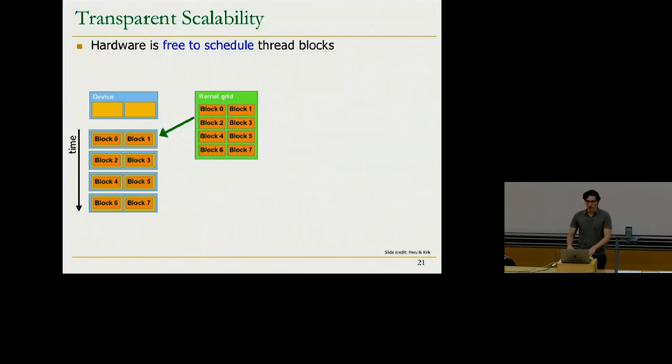We'll go through our program. We'll say, okay, my programmer wants to launch 8 blocks. Now I'm going to schedule these 8 blocks in these 2 SMs, in these 2 SIMD cores that I have here. And this is one possible order of execution. First of all, block 0 and 1.